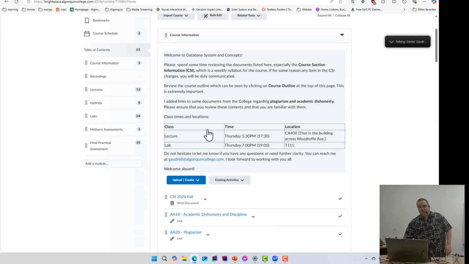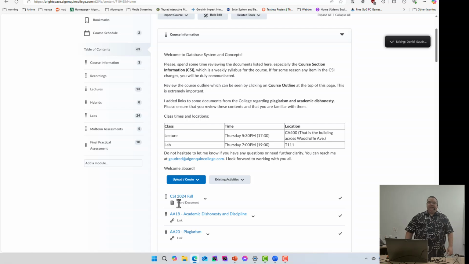You've got the course information here. The CSI is there. Yes, I know it says fall 2024, but it's the exact same schedule. I forgot to upload the new file. But it's the exact same schedule. So I don't do it by dates, I do it by week.